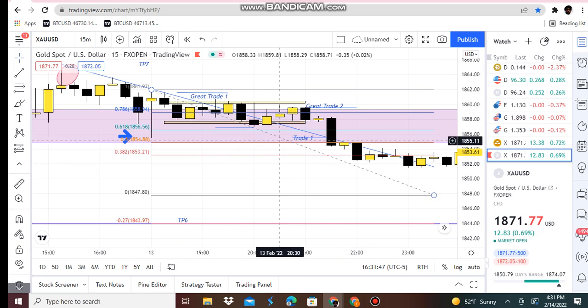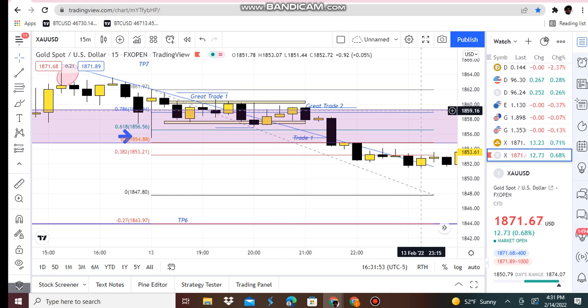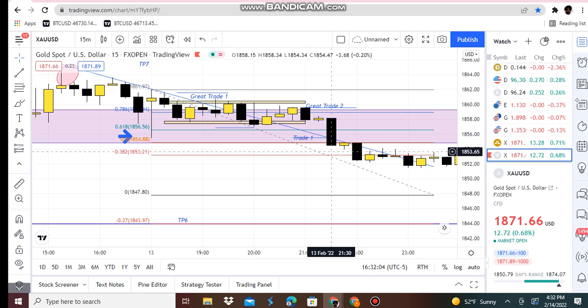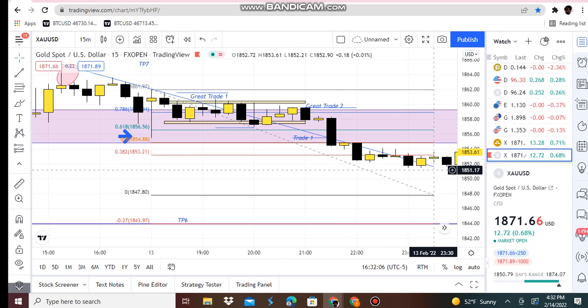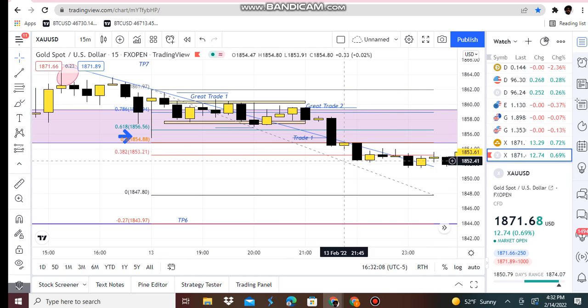See our trend line and price. We did get in for a great trade 1 at 1861 and 1859, and at trade one, once price got below this low right here where this arrow is, we knew we got in for another trade, and we rode it all the way down to 1851. And we got out of the trade.